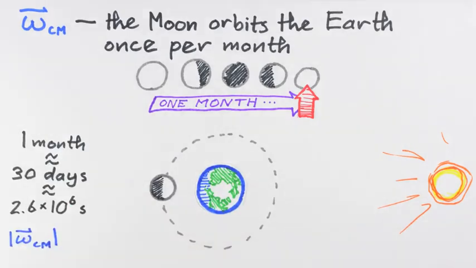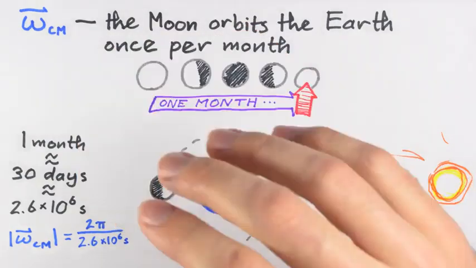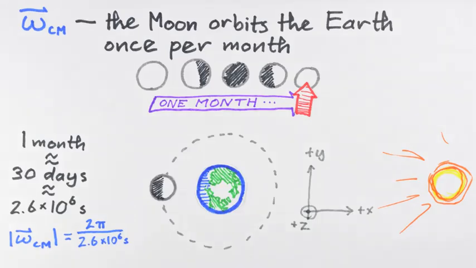The angular speed of the Moon's center of mass is just one full orbit, 2 pi radians, divided by the period of the orbit, 1 month, about 2.6 million seconds. The right-hand rule tells us which direction the angular momentum points. In this example, out of the screen, in the positive z direction.